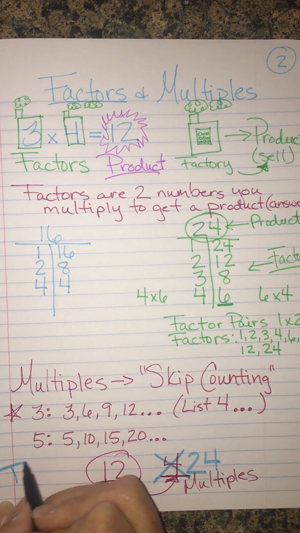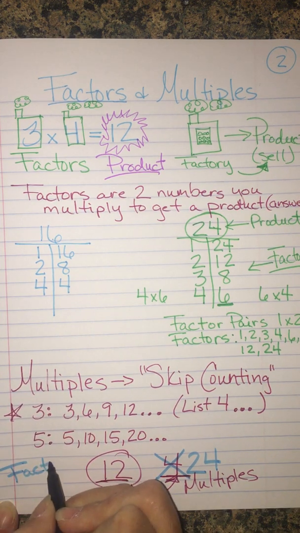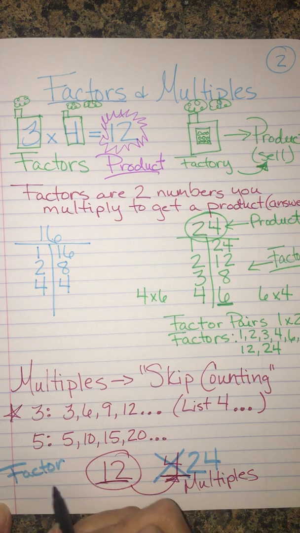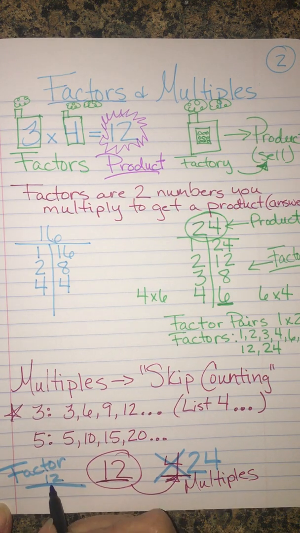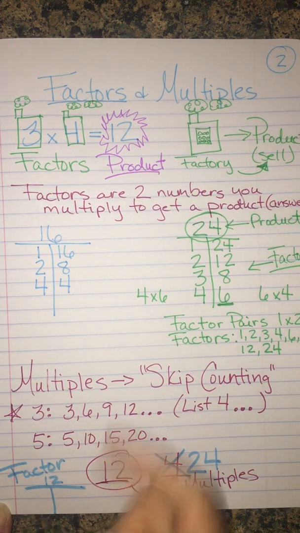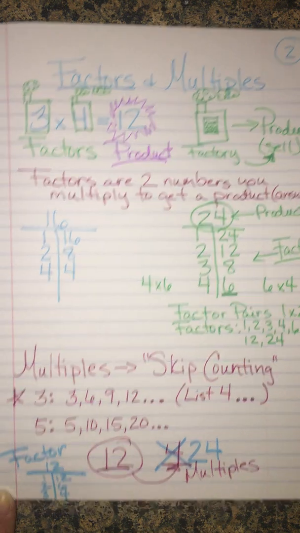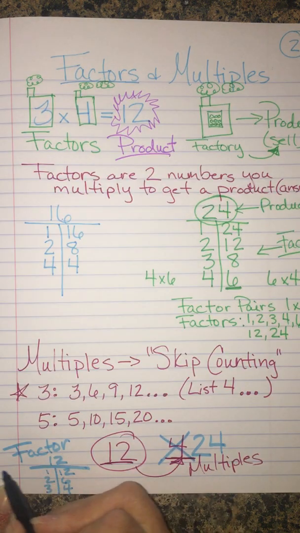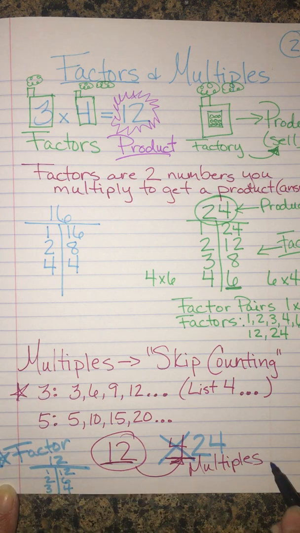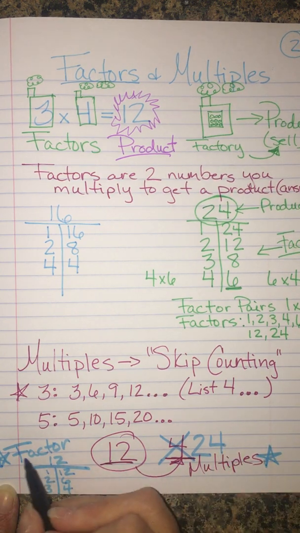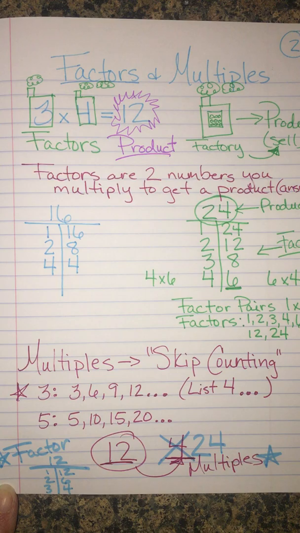If I'm looking for a factor, that's different, okay? With the factor, I want you to make a factor T and do what we did before. 1 times 12, 2 times 6, 3 times 4, and I'm done. So make sure you know the difference between a factor and a multiple. A lot of times kids mix this up, and I hope this video helps.